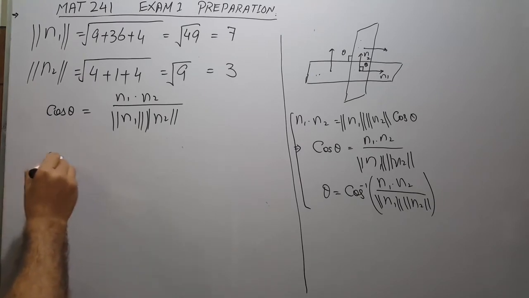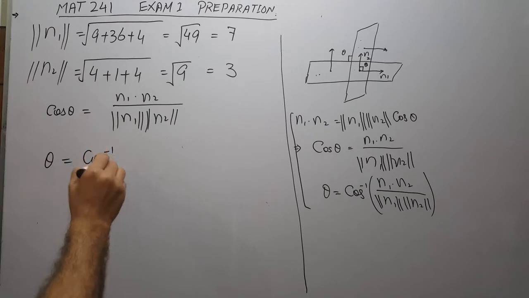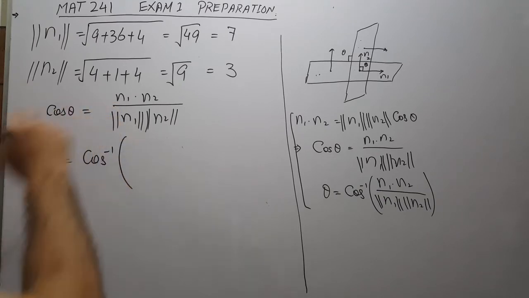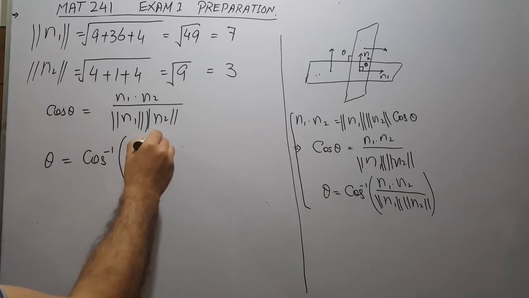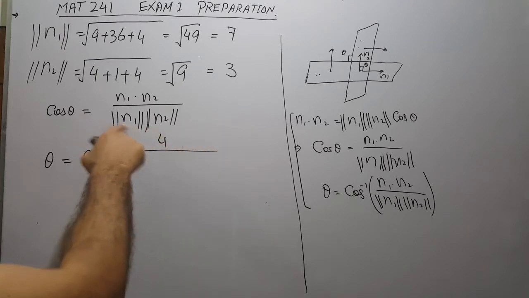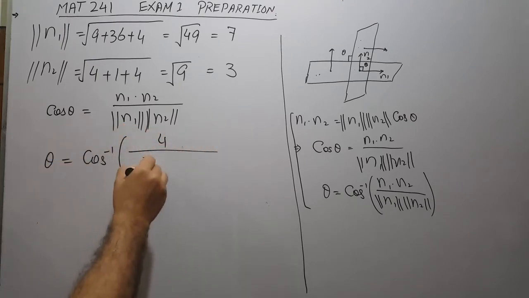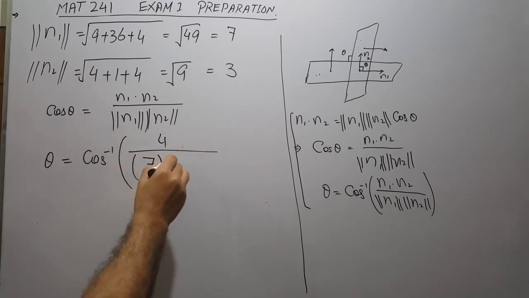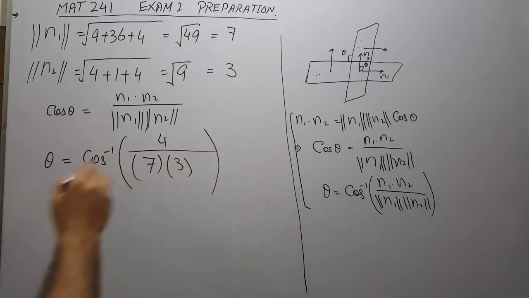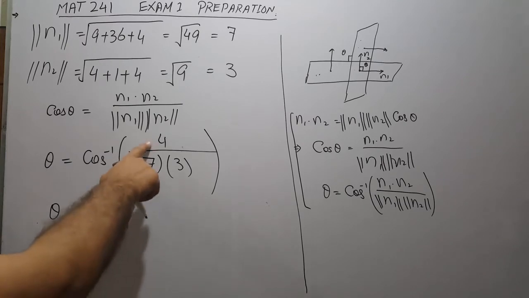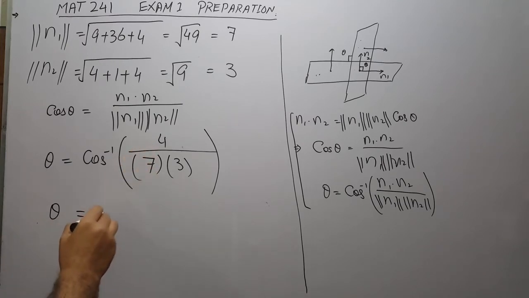So your theta would be cos inverse. And now you can write down n1 dot n2 was 4, and the n1 magnitude is 7, and the n2 magnitude is 3. And with the calculator you can find out the cos inverse of 4 over 21, and that is approximately 79 degrees.